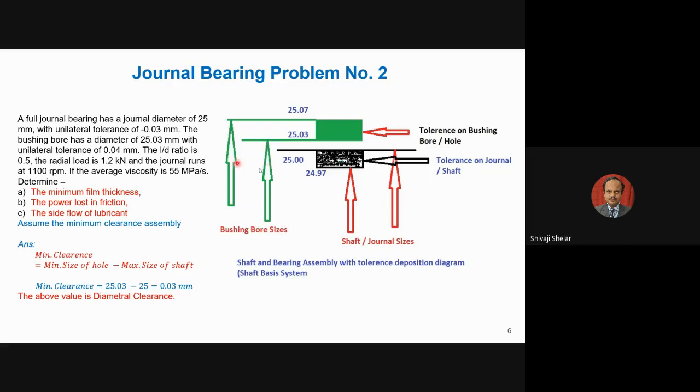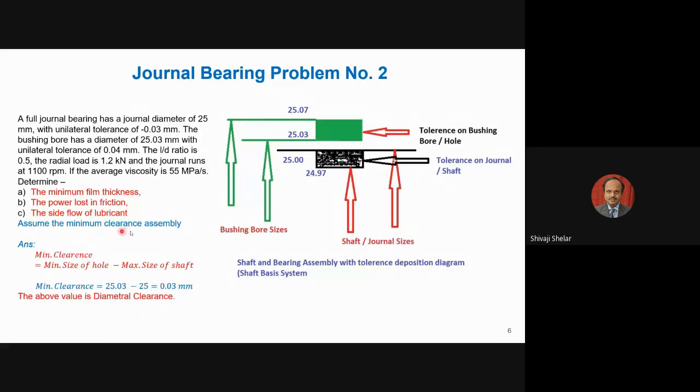So these two sizes are the hole sizes, and this is the tolerance on the hole. This is the tolerance on the bush bearing hole or bush bore. So this is the tolerance on the bushing. This is the tolerance disposition of the bush, and this is the tolerance disposition of the shaft. And to have an assembly of bush and shaft here, a proper assembly, you require a minimum clearance.